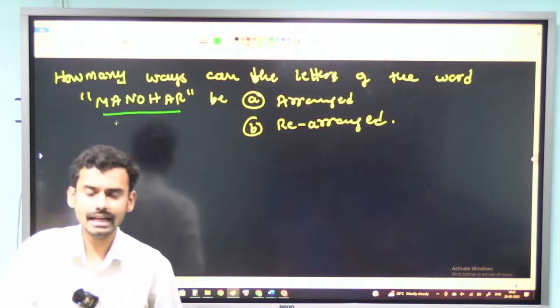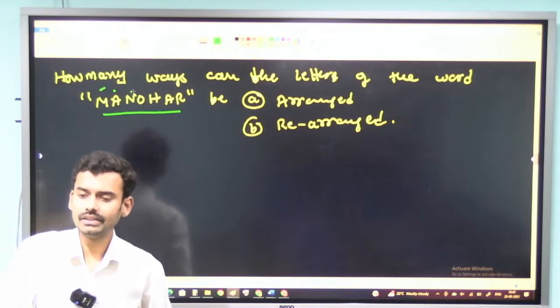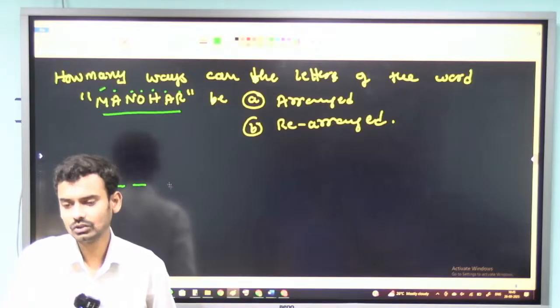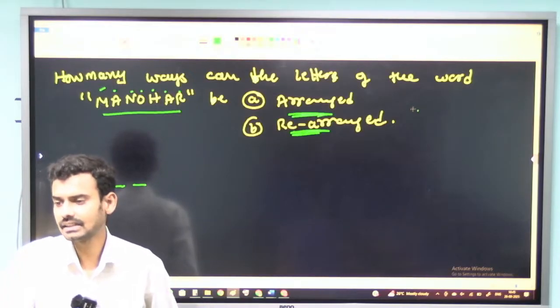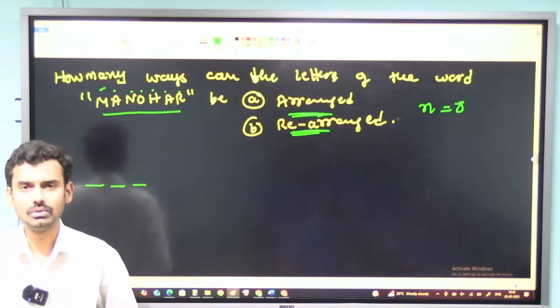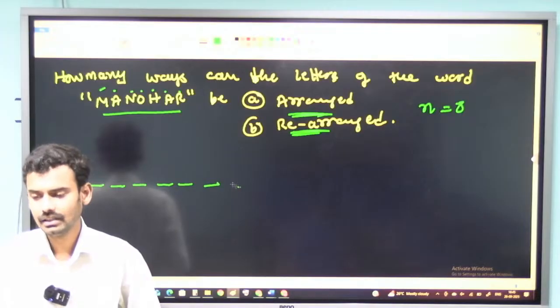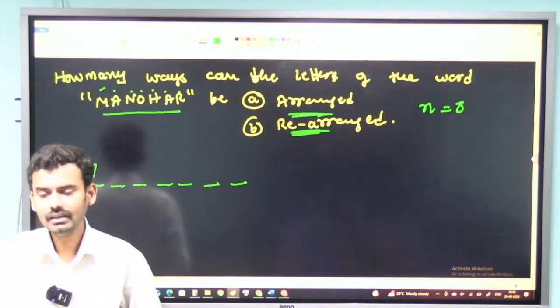So how many letters are there? 1, 2, 3, 4, 5, 6, 7 letters are there. So I can use any of the 7 letters. Whenever there is arrangement and rearrangement, I have already discussed in the last class that the n value should be equal to the r value. So total letters are 7 and I need to arrange 7 letters. So the answer is 7 here.